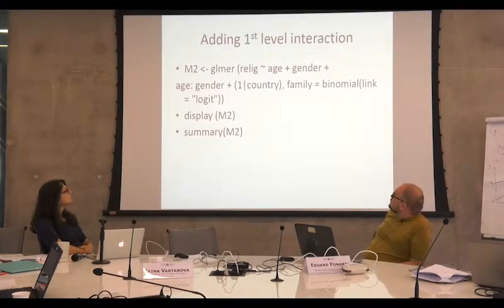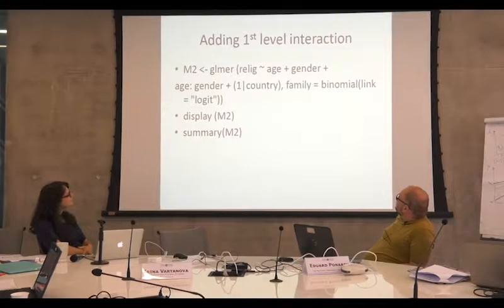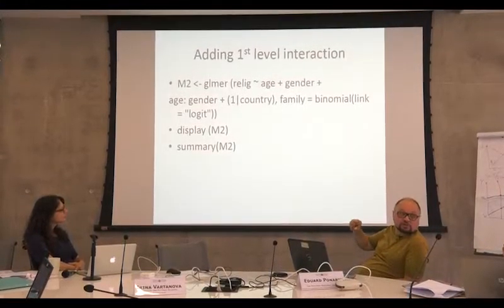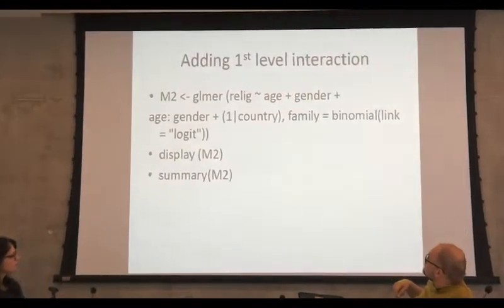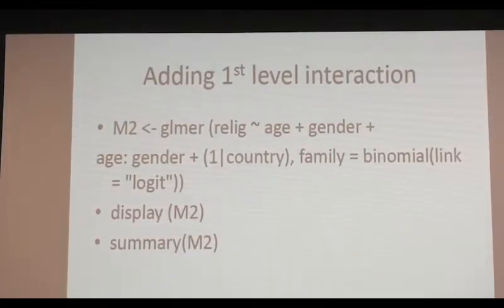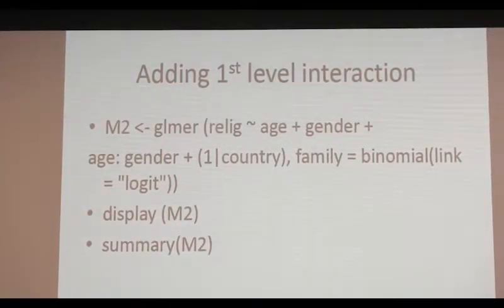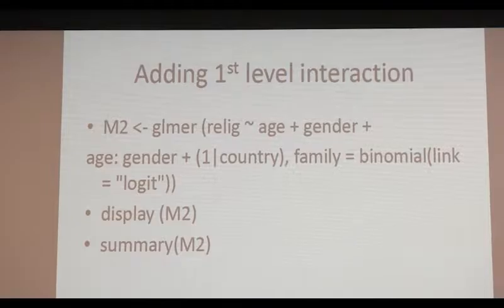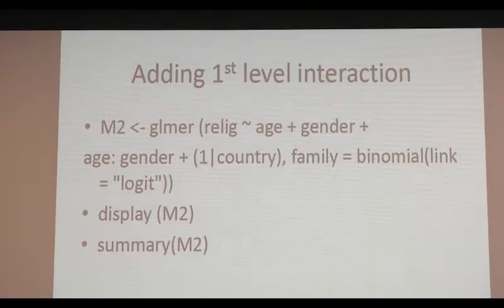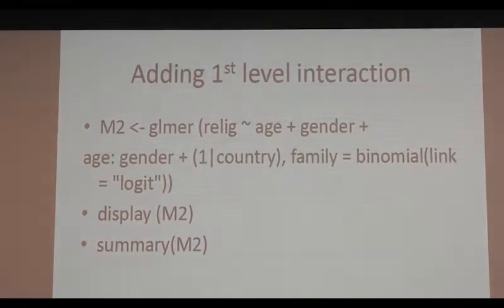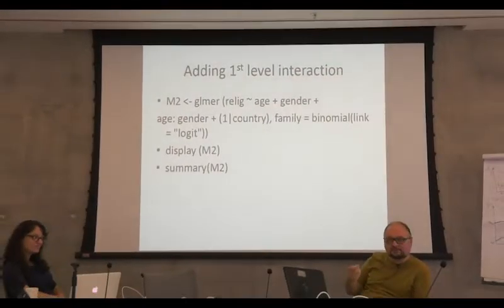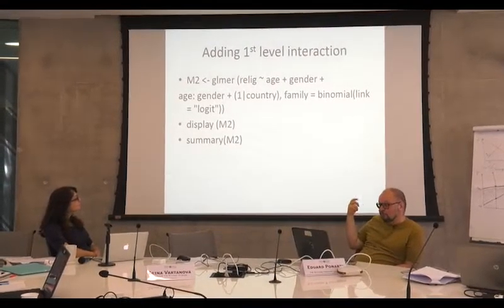So the second model here adds a first level interaction. So this is not a cross level interaction. It's an interaction of two variables on the first level. So in this case, age and gender interact. What is the meaning of this interaction effect? It is that the effect of age is different for genders. So as people get older, maybe women get even more religious than men, for instance.